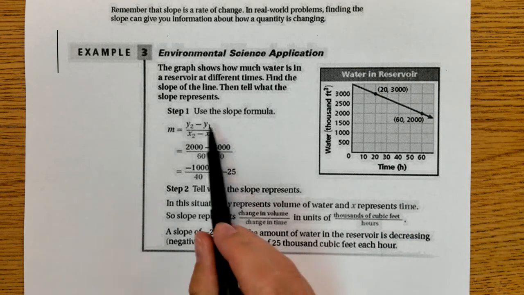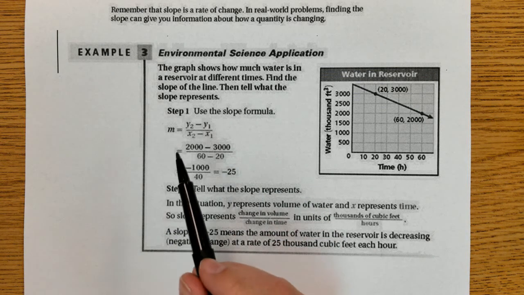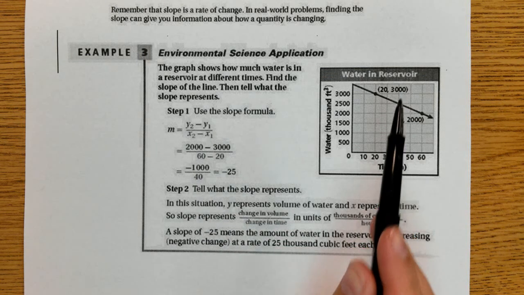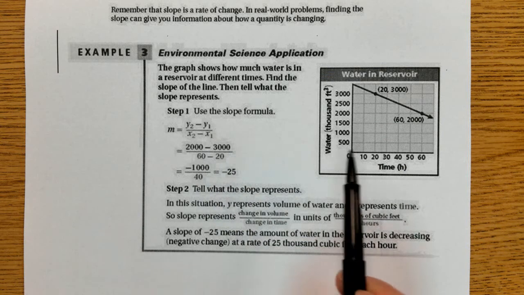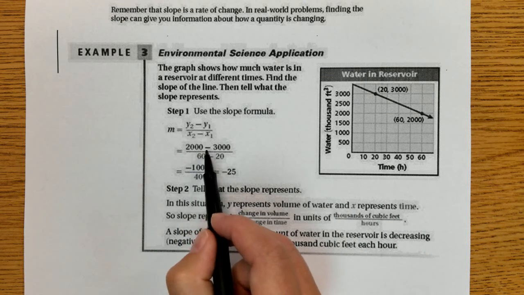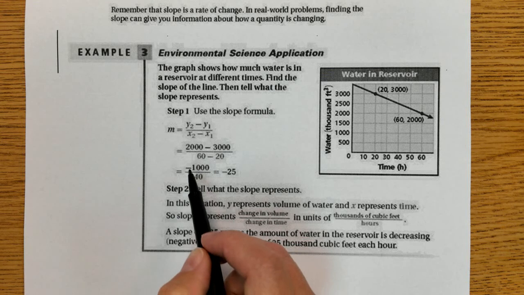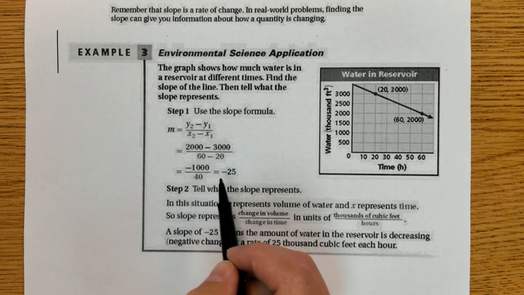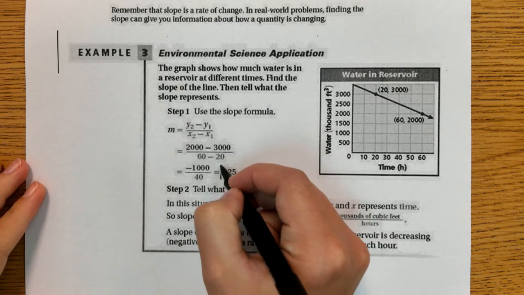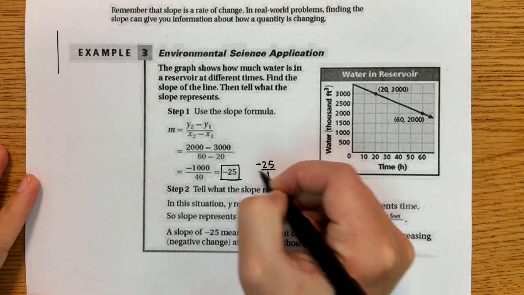So we're going to use our slope formula to find the slope. So here you take the difference of your y values. So 2,000 minus 3,000 over 60 minus 20. So 2,000 minus 3,000 will give us -1,000. 60 minus 20 gives us 40. -1,000 divided by 40 will give us -25. Okay, so our slope is -25. Or you could write this as -25 over 1 if you want.